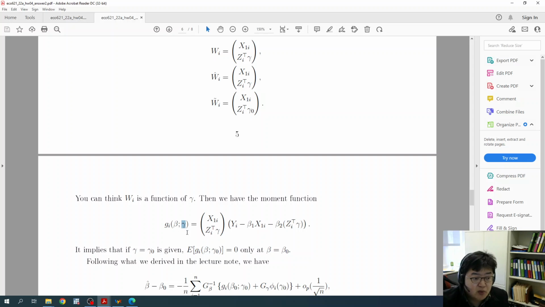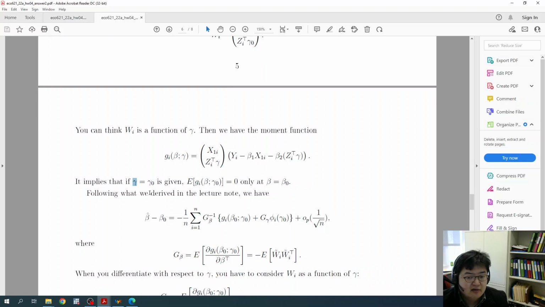So the meaning of this function is that if gamma is correctly given, then this, as a function of beta, is satisfied only at beta 0. That's the meaning. So gamma should be given. To evaluate the moment function, gamma should be given and gamma does not play any role. So it's true only when gamma is true and beta is true.